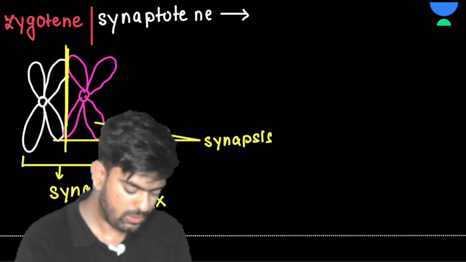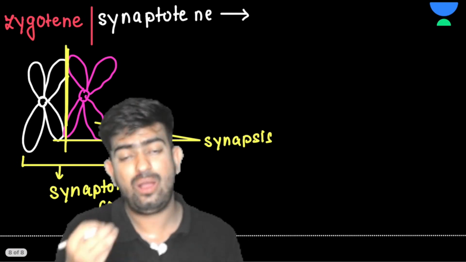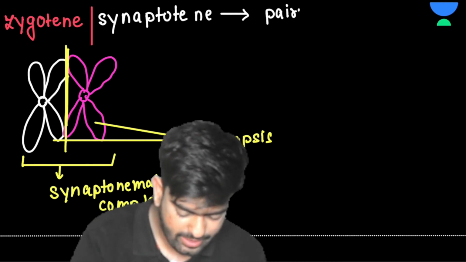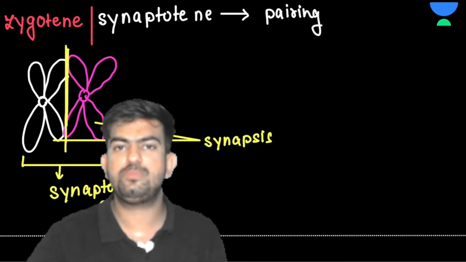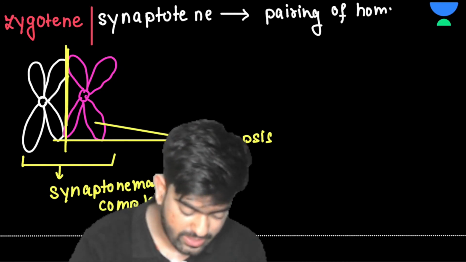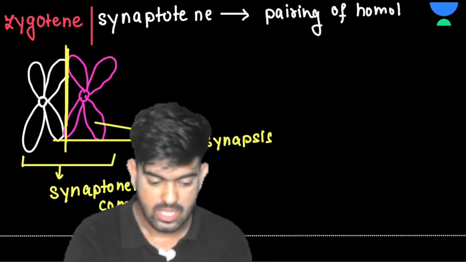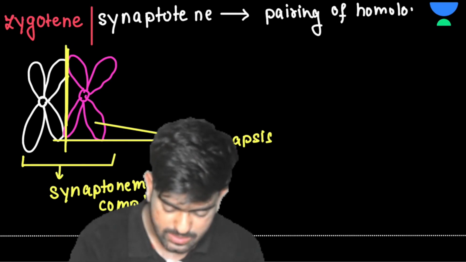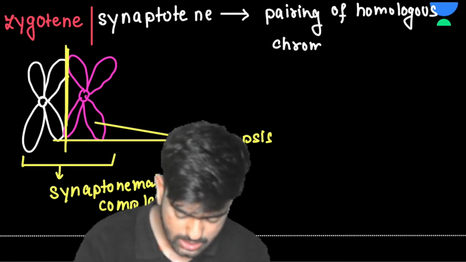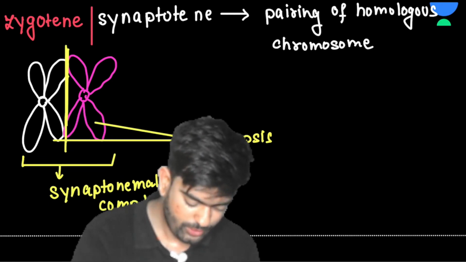Okay. Now, sir, what happened in the zygote? How is the synaptonemal complex formed? Basically nothing happened here except pairing of homologous chromosomes. We have just paired the homologous chromosomes. Pairing of homologous chromosomes happens in the zygotene stage, and this is the formation of a synaptonemal complex. Okay. Now what happens, sir?